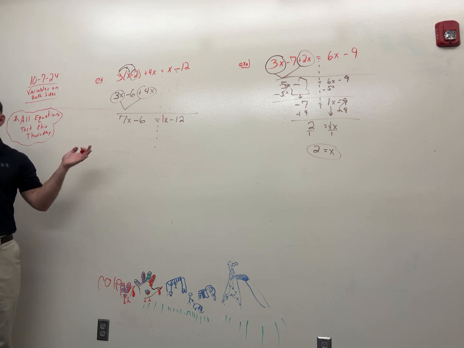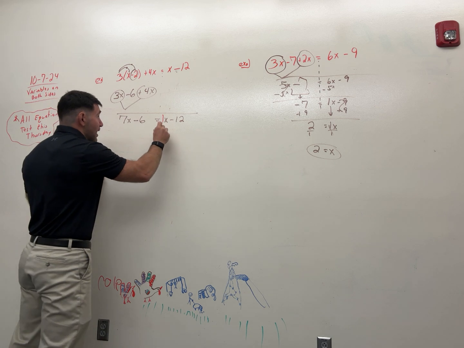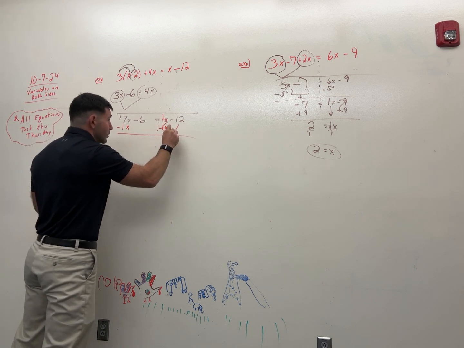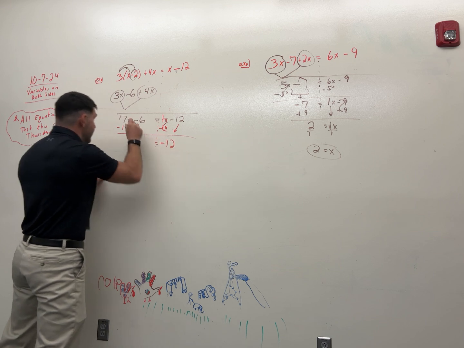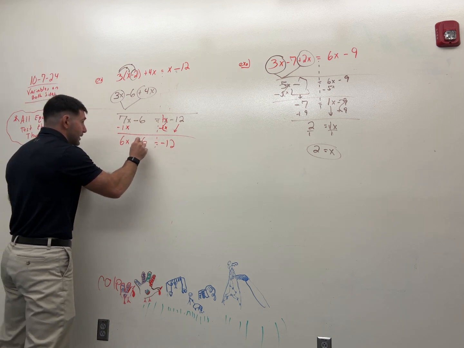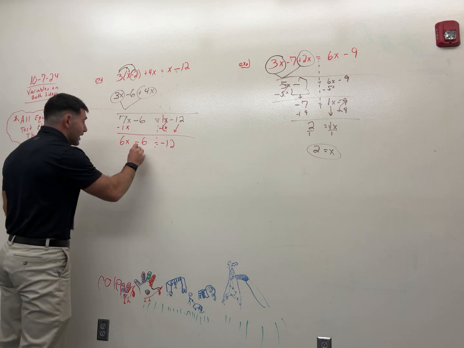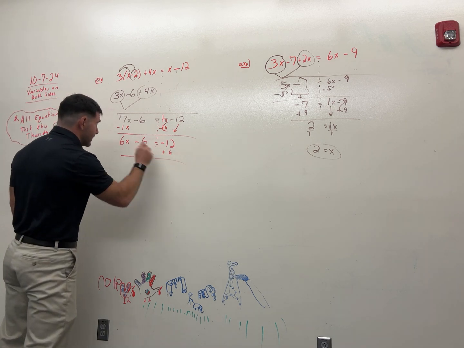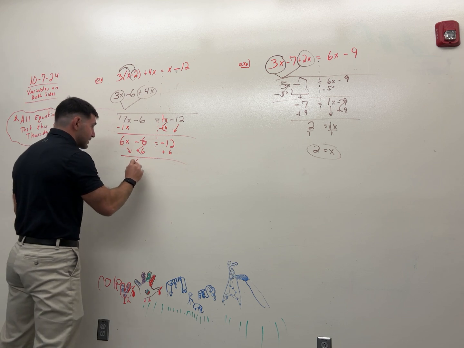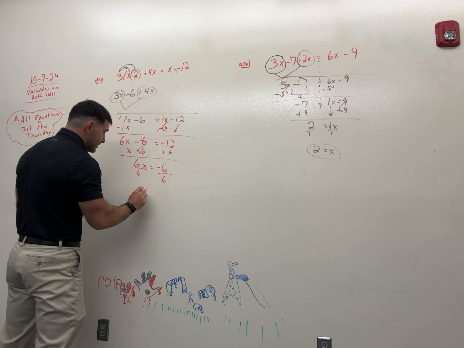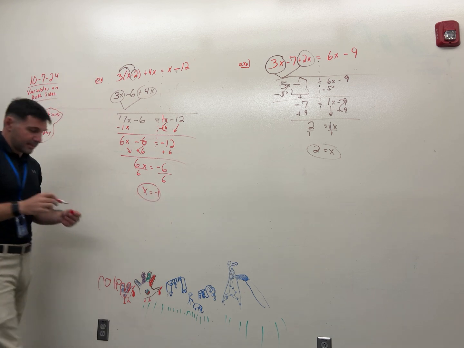Which one did you move? Did you move the 7 or the 1? I actually moved the 1. Yeah, me too. So I'm going to subtract 1x from both sides. 1 minus 1 is 0. Negative 12 comes down, gives me 6x minus 6. Then we add 6 to both sides. Leaves me 6x equals negative 6. Divide by 6. X equals negative 1.